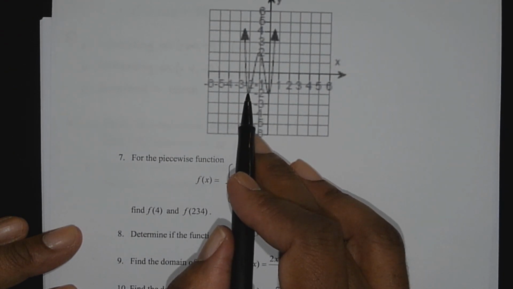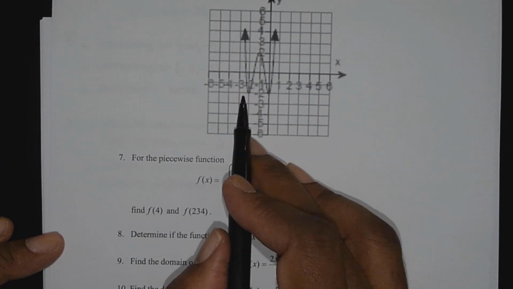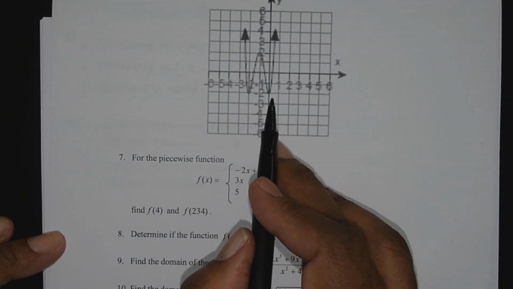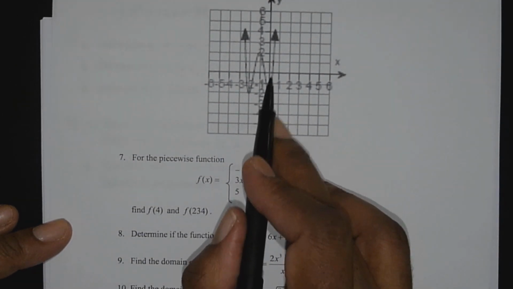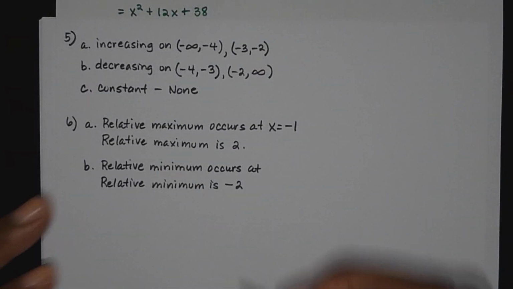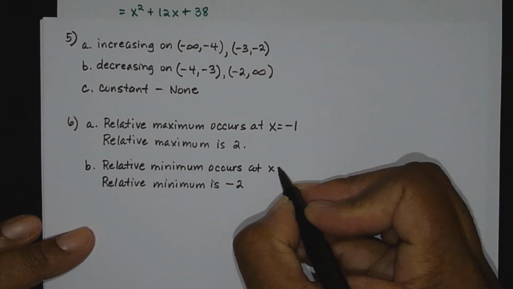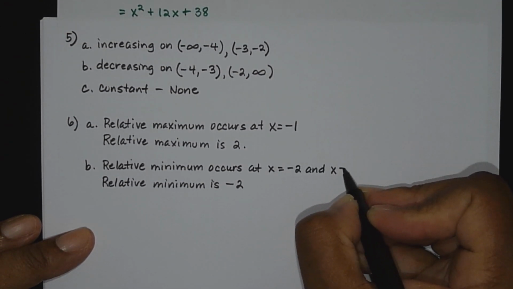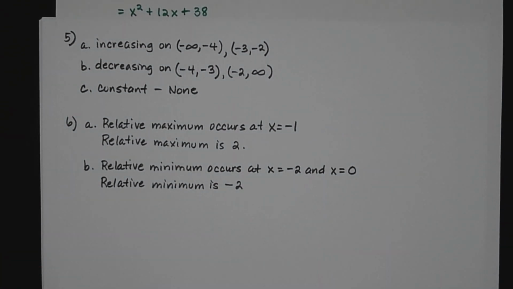Okay, so what are the x values where that relative minimum occurs? -2, and what else? At 0. So there are two of them. So the relative minimum occurs at x equals -2 and at x equals 0. Are there any questions about problem number 6?